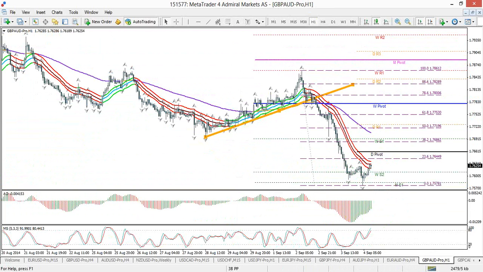Where could be the bouncing spot for downside? For instance, the 38.2 fib, the weekly S1, or even the 23.6. I would say max these two fibs.